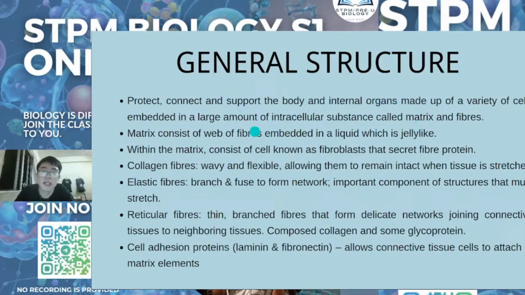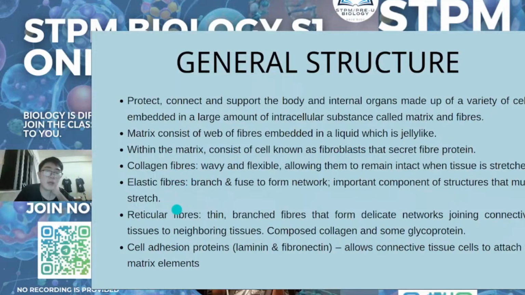And then it contains the intercellular substance we call matrix and fiber. So it normally is made up of matrix and fiber. And then what is the matrix? So matrix is a jelly-like structure, jelly-like liquid. And then within the matrix, we have many cells, one of them we call fibroblast. This one is actually very important because this protein can secrete fiber protein. So all of the fiber structure forms because of this fibroblast.